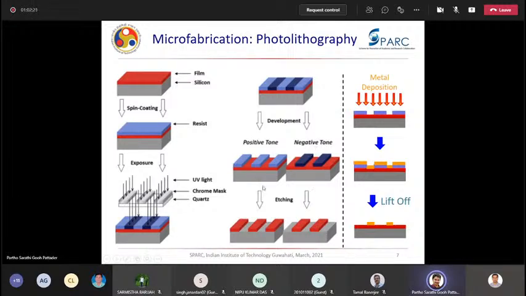Then the subsequent thing you can do is etching of this material, because now this film is blocked by the photoresist material with the desired patterns. So you can either etch out chemically, or you can deposit something so that you can have a pattern like this that is shown here. Then finally the lift-off of this photoresist material is done using some other chemical. This is broadly the general microfabrication technique, photolithography, that we generally use.